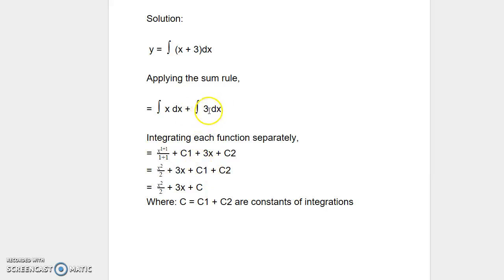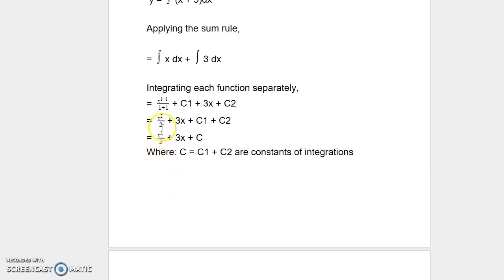3 is a constant, so we're going to take it outside of the integral term, and then integral dx is going to convert to x. So 3 times x is 3x, plus c2, which is a constant with respect to this part of the problem. Now we'll simplify this some more. x to the power of 1 plus 1 is x to the power of 2. In the denominator, we have 1 plus 1, which converts to 2, plus 3x, plus c1 plus c2.